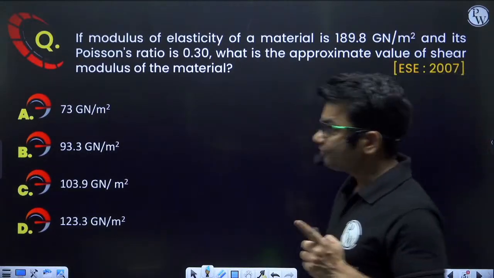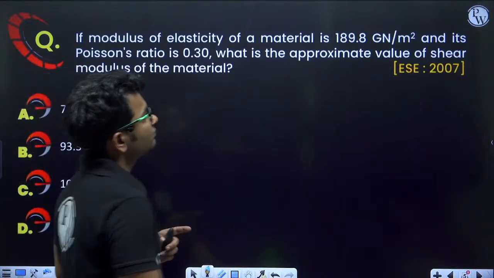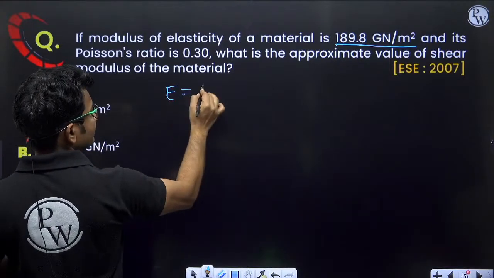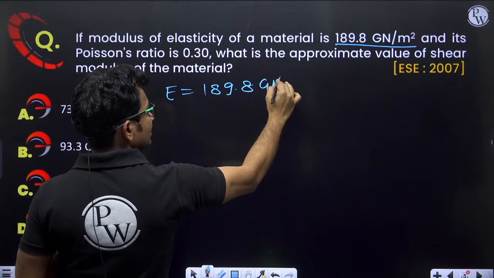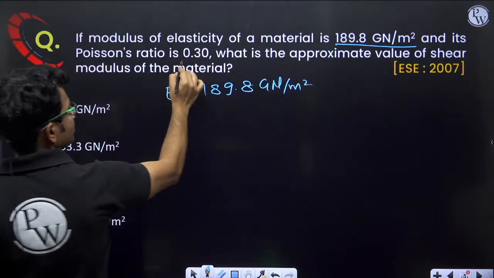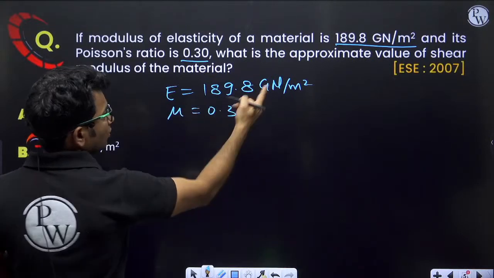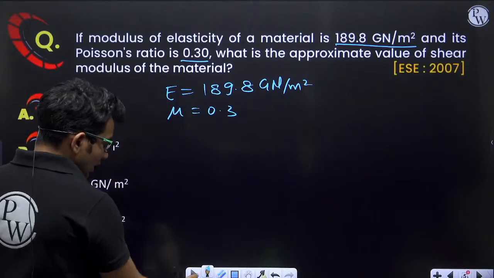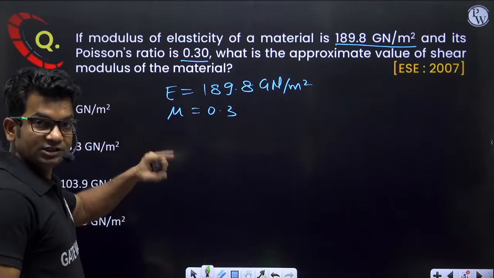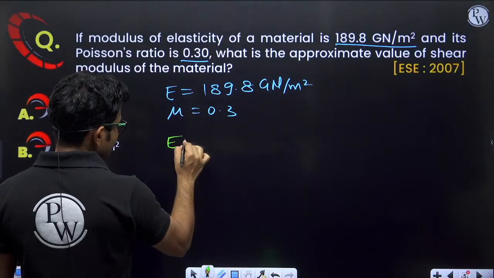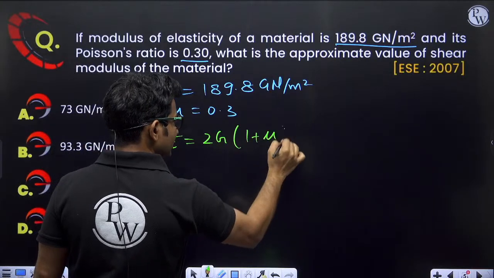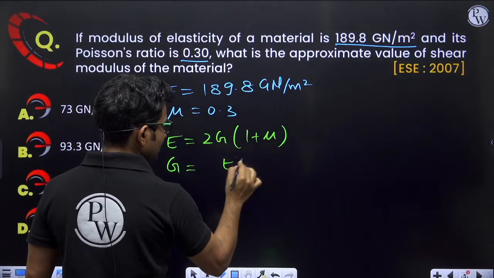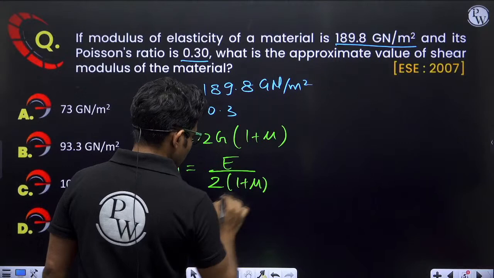Next question: if the modulus of elasticity of a material is 189.8 giganewton per meter square, so Young's modulus E is given as 189.8 giganewton per meter square, and its Poisson's ratio mu is 0.3, what is the approximate value of the shear modulus of the material? So we have to find out the shear modulus. The relationship between elastic constants is very important: E is equal to 2G into 1 plus mu. If we are given E and mu, G will be equal to E upon 2 into 1 plus mu.